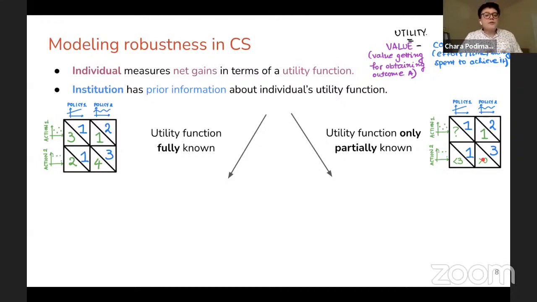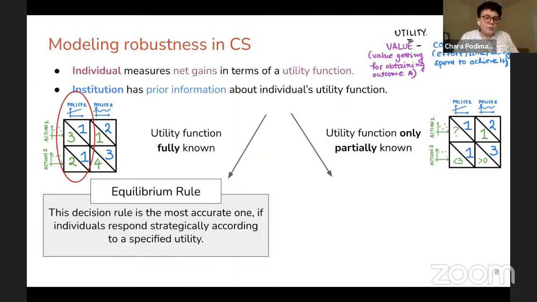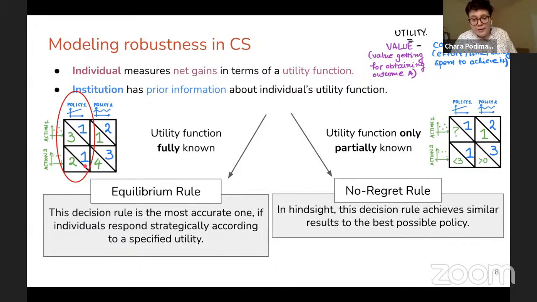So in these two scenarios, with full and partial knowledge of the utility, what is the robustness measure that computer scientists have been using? On the one hand, we have the equilibrium rule. The equilibrium rule says that the decision rule that the institution is going to deploy is the most accurate one if you take into account the agent's utility, the fact that the agents respond according to their utility. So in this example with the payoff matrix that I had here, this corresponds to policy one, because no matter what action the agent takes, the loss is always one, while in the other case, it's more than that.